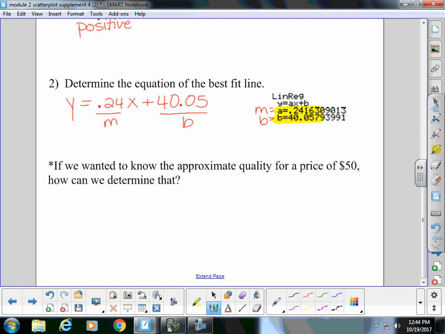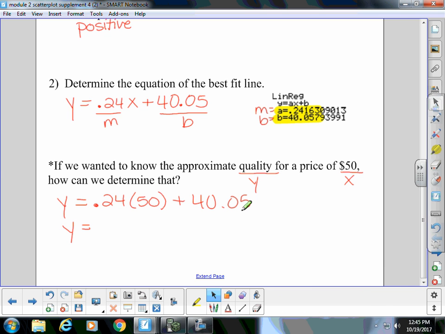Okay, so now this last little thing it says down here, if we wanted to know the approximate quality for a price of $50, well, the quality is the y value and the price is the x value. What we would want to do is substitute into the equation the x to find out the y. So we would say 0.24 times 50 plus 40.05. And that would tell us what y is, or the quality would be.